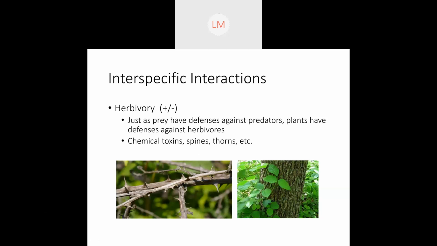And just like our prey had defenses against predators, plants can also have defenses against herbivores. So this could be a chemical toxin, but it might also be just a mechanical defense, like thorns or spines. That can be a defense against predators. And then we also have things like poison ivy that are defenses against predators as well.